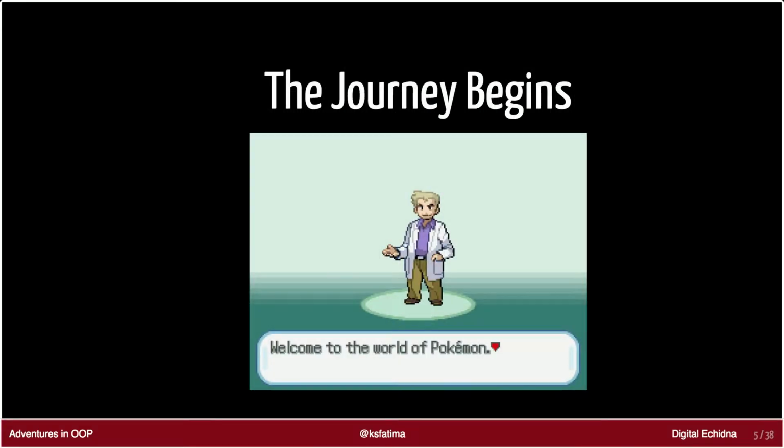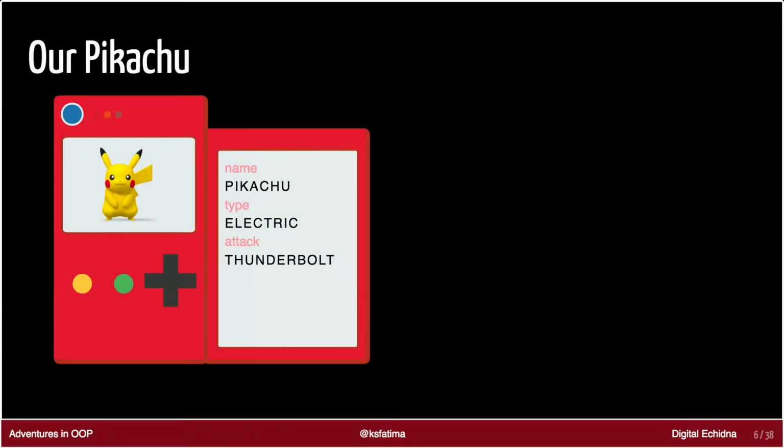So let's start our adventure. Everybody knows when you start out in Pokemon, the first thing you do is go to Professor Oak and you select your starter Pokemon. Professor Oak also gives us a Pokédex, which, if you don't know, is a Pokemon encyclopedia. We're going to choose our starter Pokemon as Pikachu, and take a look at what Pikachu is like. Our Pokédex is telling us that the name of our Pokemon is Pikachu, the type is electric, and the type of attack that this Pokemon uses is Thunderbolt.